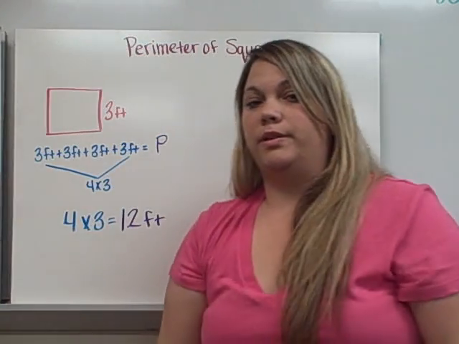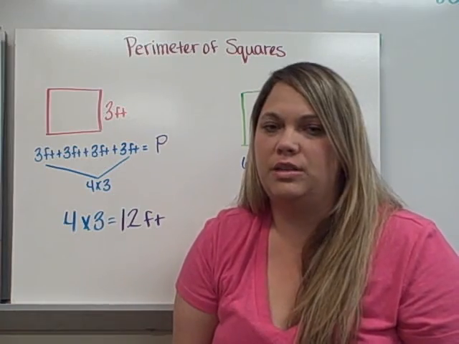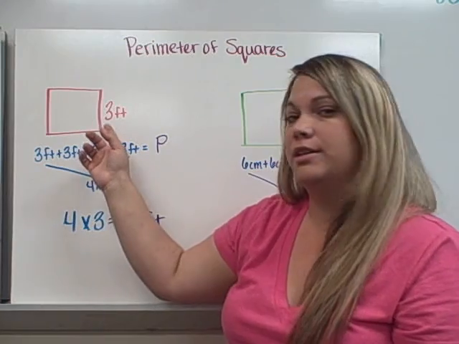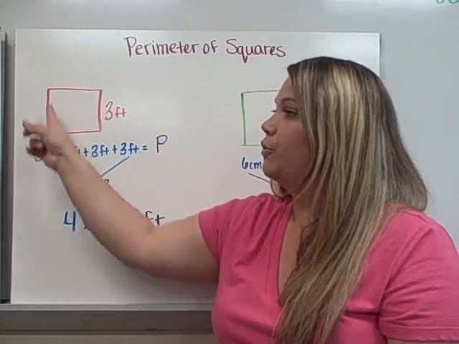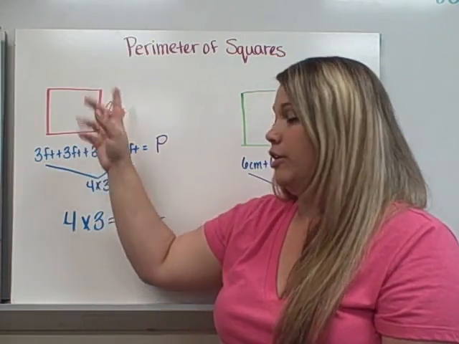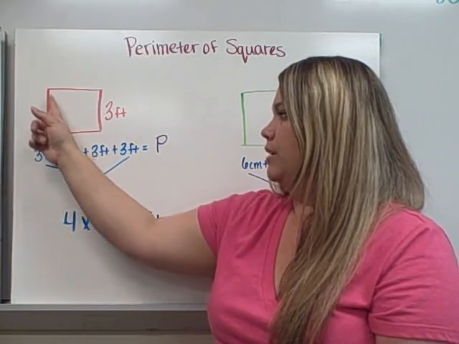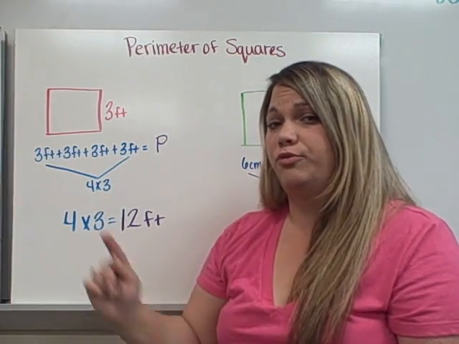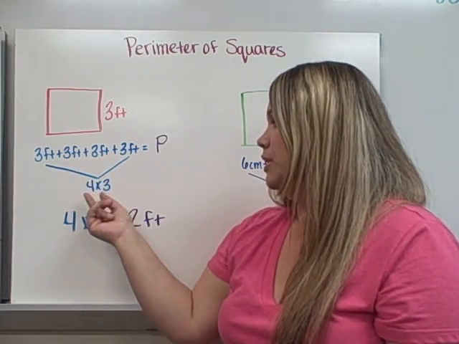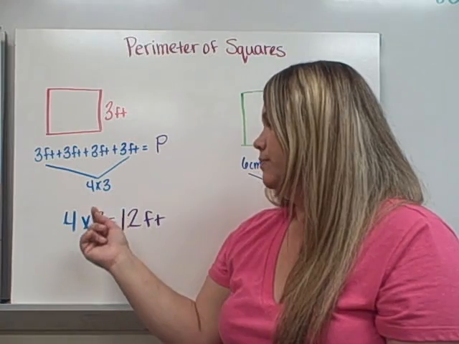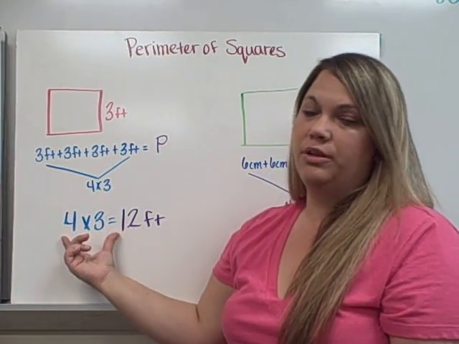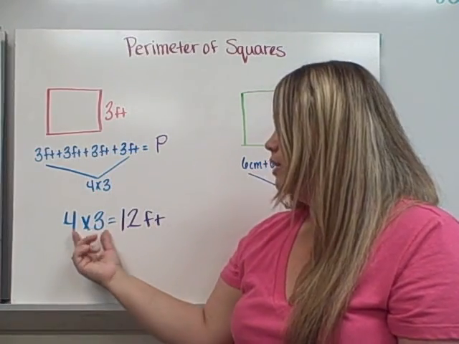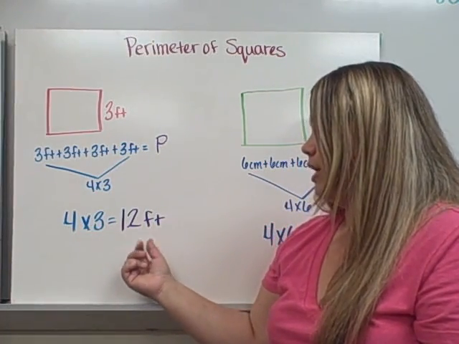Okay, now let's look at squares. Squares, pretty much the same thing, just a little bit simpler. Okay, I could take a walk around my square, and I know that all 4 of these sides are 3 feet. So I could take a walk, 3 feet plus 3 feet plus 3 feet plus 3 feet, which is what I have here. Or I could use the formula and know that I've got 4 threes, which would be 4 times 3. So here's my formula, 4 times side. I know my side is 3 feet. Do the math, 4 times 3 equals 12 feet.